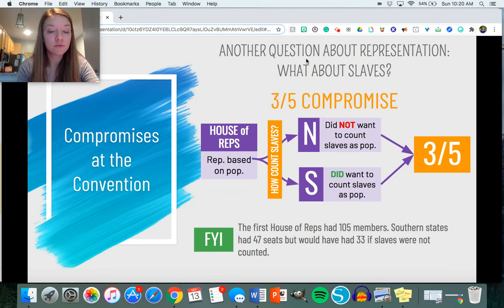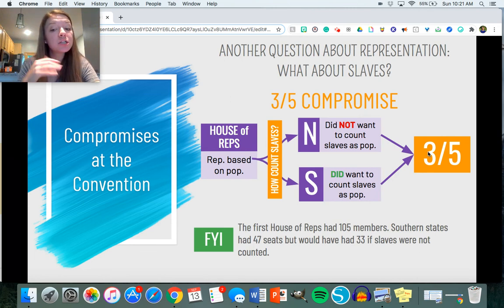What about slaves? So ultimately, right, we know that the House of Representatives is based on population. The North did not want to count slaves toward the population. The South did. And what we see is, all right, how about this? As a compromise, 3 out of every 5 slaves will count toward population.